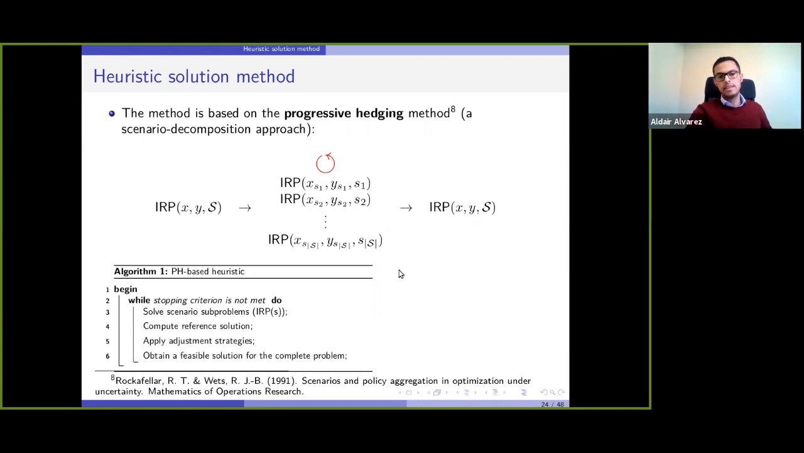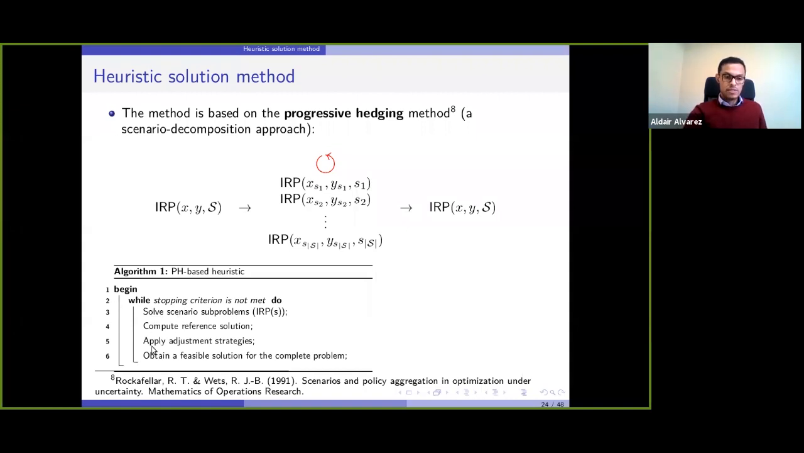And the idea, ideally, you want to converge to this case in which all the first stage solutions are the same for all the scenarios. So you meet the non-anticipativity constraints. But since that might be too hard to reach within a time limit, for example, then you can impose additional stopping criteria like time limit, number of iterations, and so on.